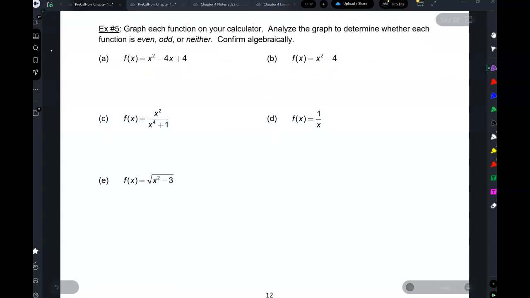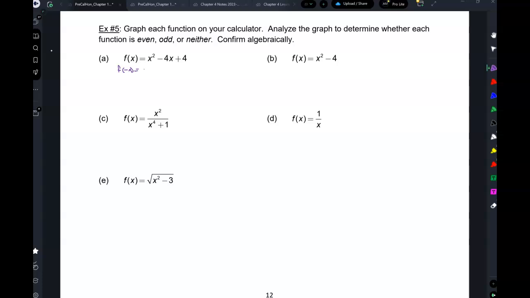Okay, look at this one. Again, it's all about showing work, right? If you have the right answer, honestly, you have a one in three chance to get the right answer. It's either even, odd, or neither. And if you don't have correct supporting work, you're not going to get credit.